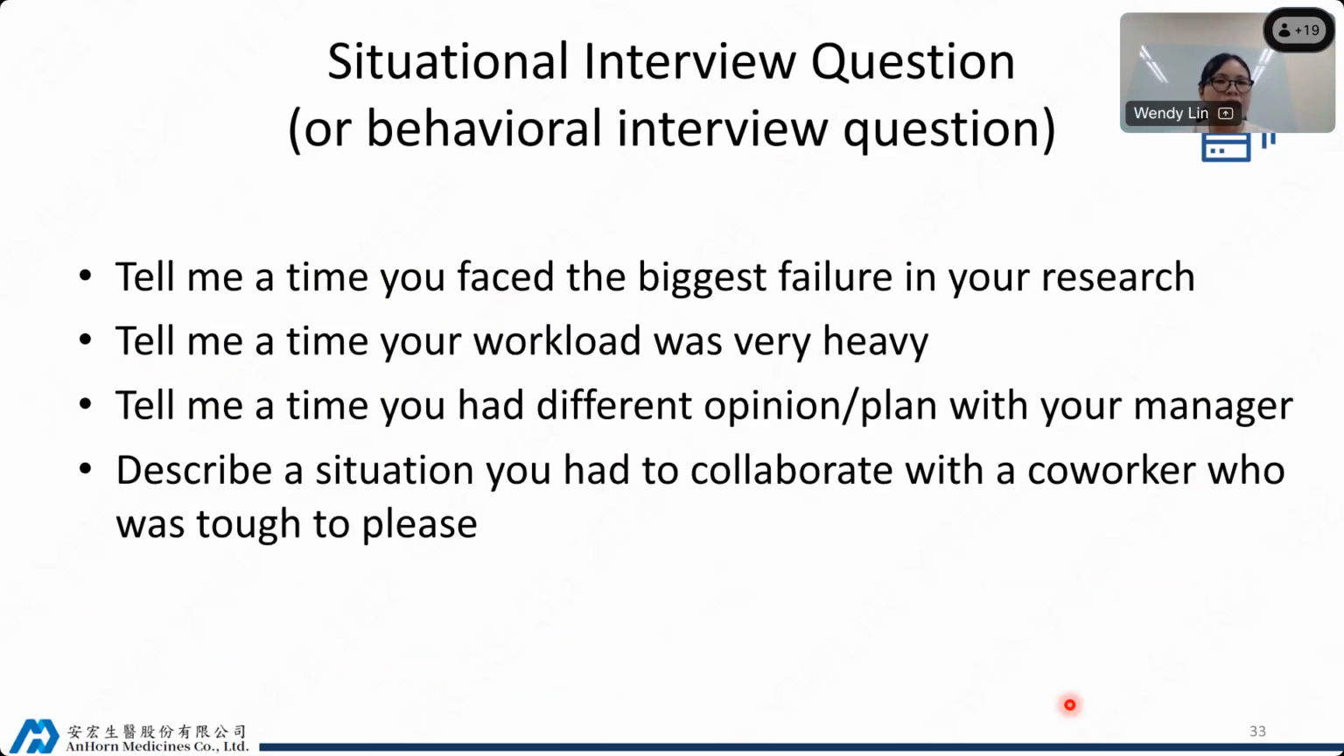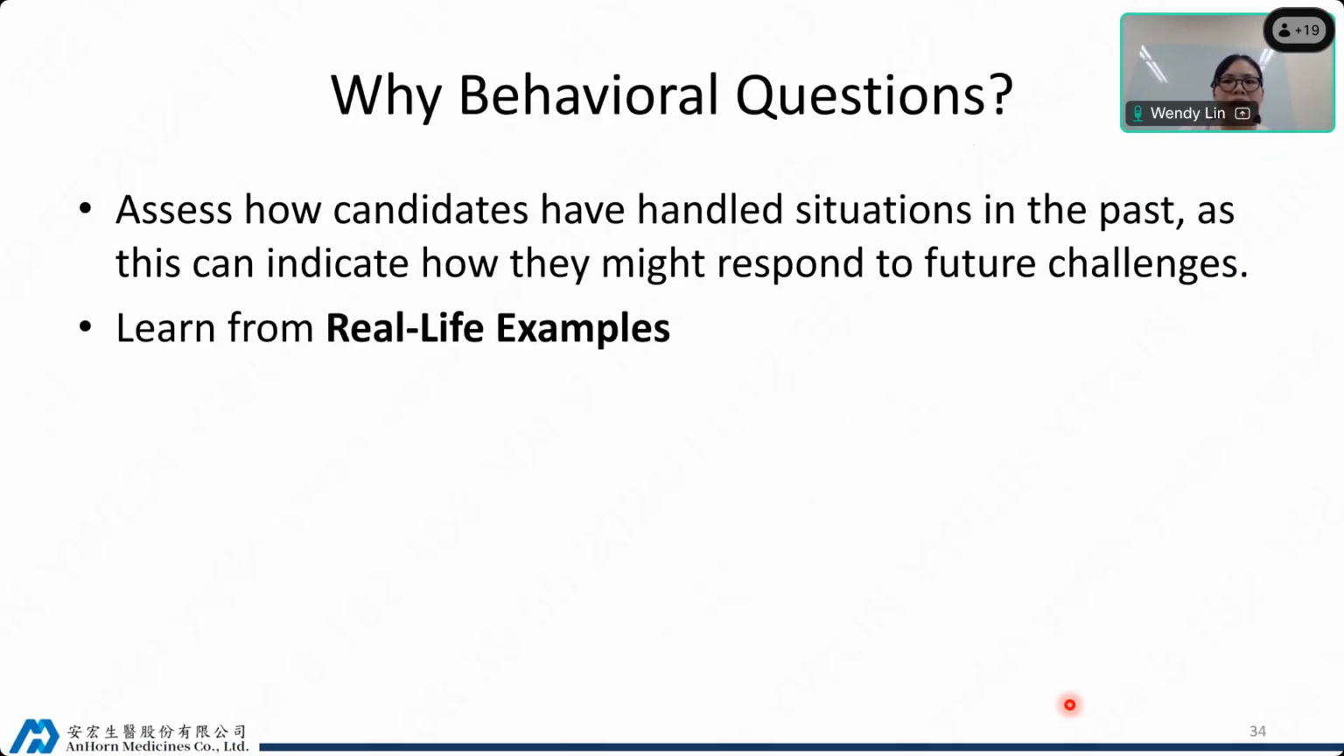So in this kind of question format, the purpose is to understand your real life. We would like to learn from your real life examples, because we anticipate that by hearing the real examples, we can learn about how you handled that situation, and that indicates how you might respond to future challenges. So that is the purpose why the interviewer will ask situational questions.